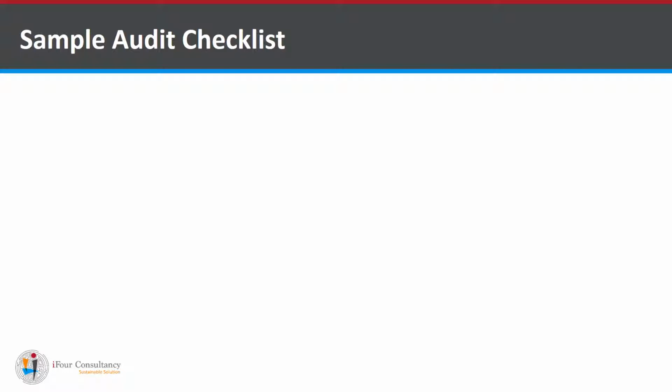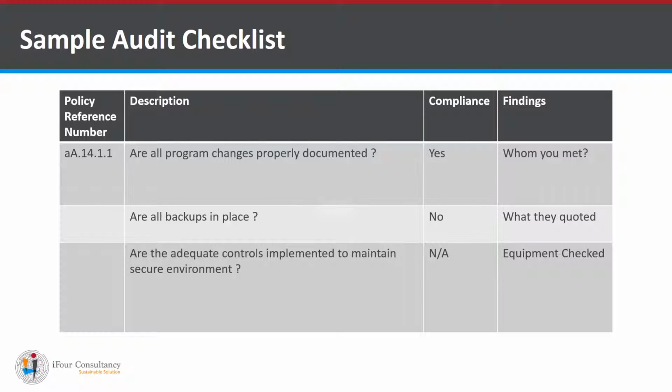Let's look at a sample audit checklist. We are looking at the structure of the checklist. It could vary from organization to organization, but this is a default audit checklist. In this one, first column is policy reference number. It refers to the policy of the standard which is being referenced while making the audit. Description is the question or the procedure that is being evaluated. Third column is compliance. It says yes, no or not applicable.